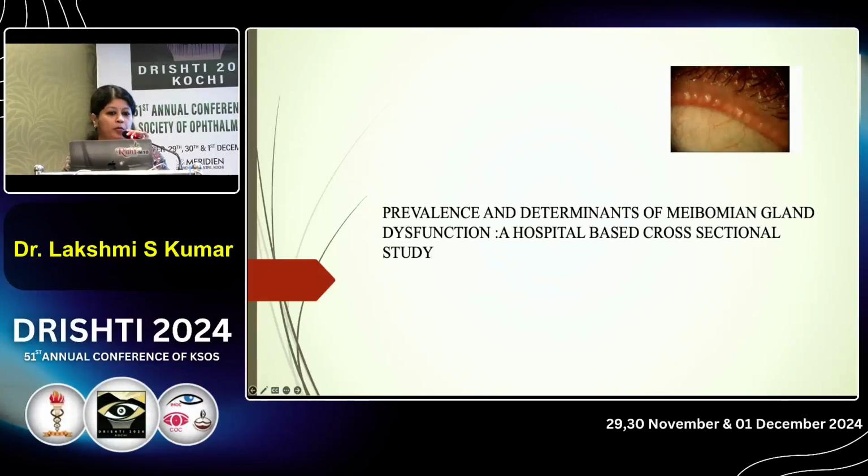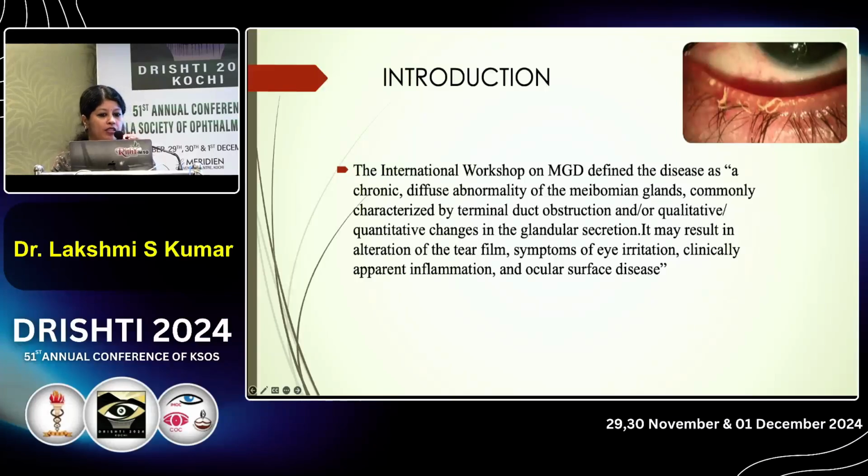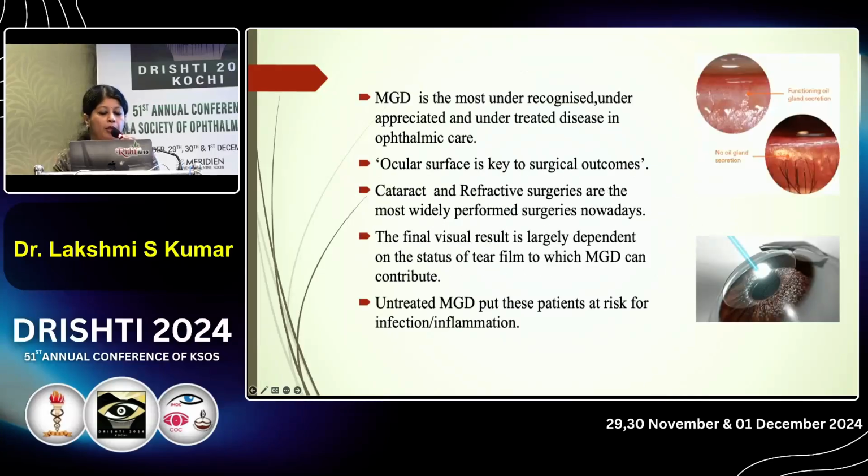Good afternoon. My topic is Prevalence and Determinants of Meibomian Gland Dysfunction, a hospital-based cross-sectional study. Introduction. The International Workshop on MGD defined the disease as a chronic, diffuse abnormality of the meibomian glands, commonly characterized by terminal duct obstruction and or quantitative changes in the glandular secretion. It may result in the alteration of the tear film, symptoms of eye irritation, clinically apparent inflammation, and ocular surface disease. Meibomian gland dysfunction is the most under-recognized, underappreciated, and undertreated disease in ophthalmic care.